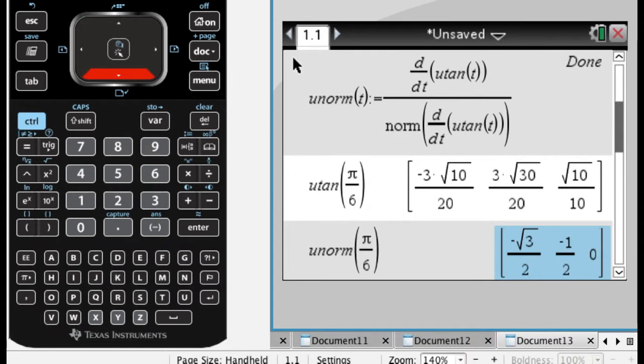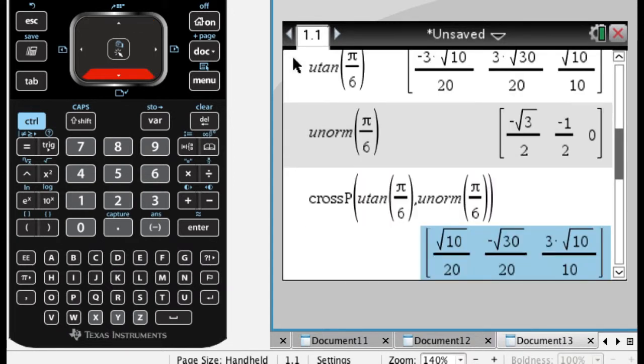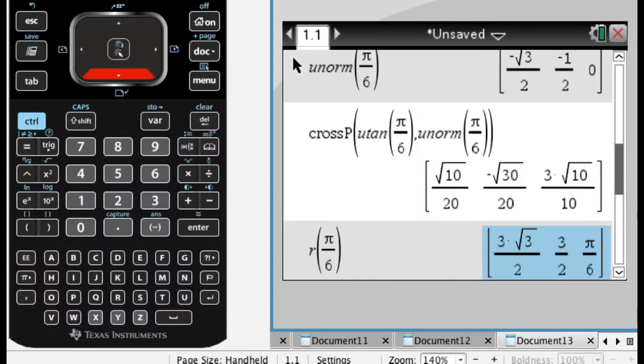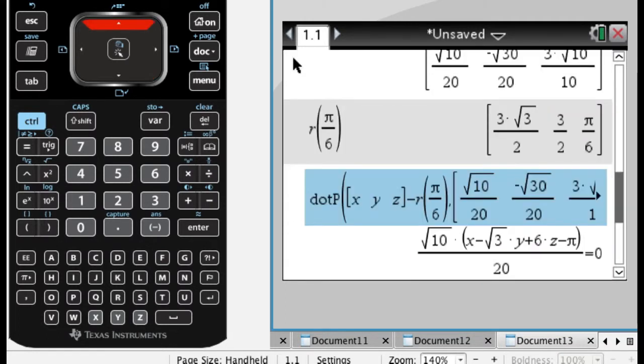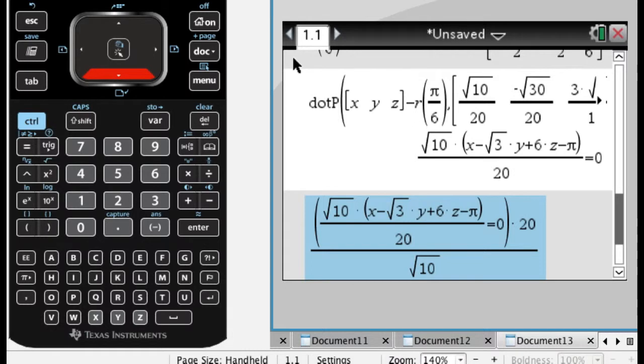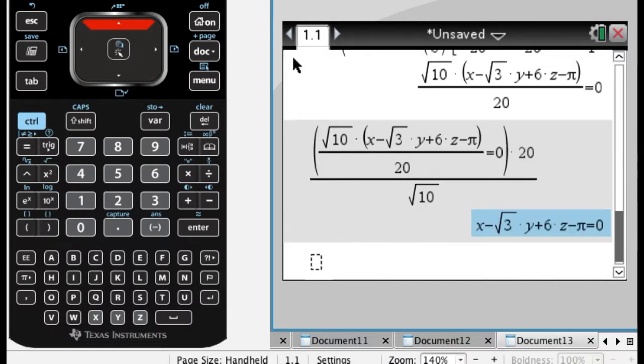I found the unit tangent and the unit normal vectors. I cross product those because that's going to give me a vector normal to the plane that contains those two vectors, and those two vectors are in the osculating plane. So this was normal to that plane. I found a point in the plane, like so, and then I found the equation of the plane. To clean it up, I cleared that because it's equal to 0, so it doesn't really matter, to give me this.